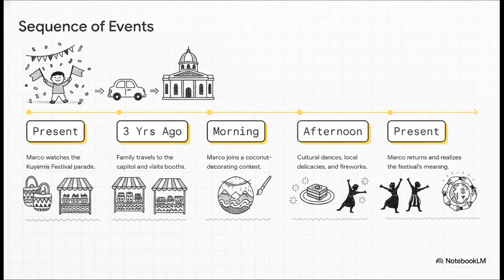We walk chronologically through his memory, visiting handicraft booths in the morning, joining a coconut decorating contest where he paints these beautiful seas and mountains, watching afternoon cultural dances that tell the province's history, and capping it off with delicacies and fireworks. Then the flashback ends. We're right back in the present, where Marco realizes the festival is truly about cultural unity.